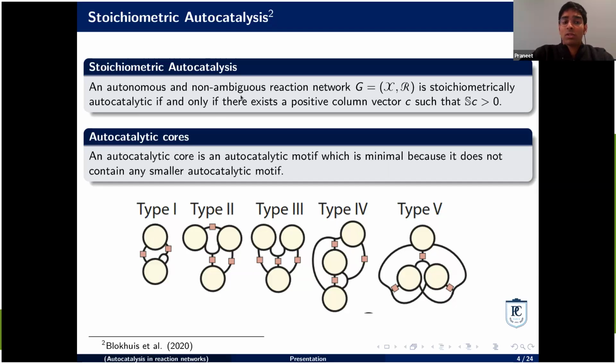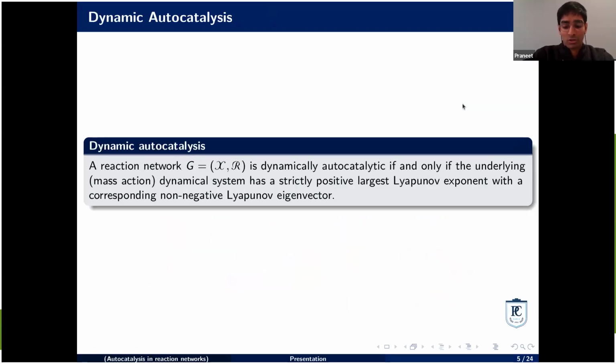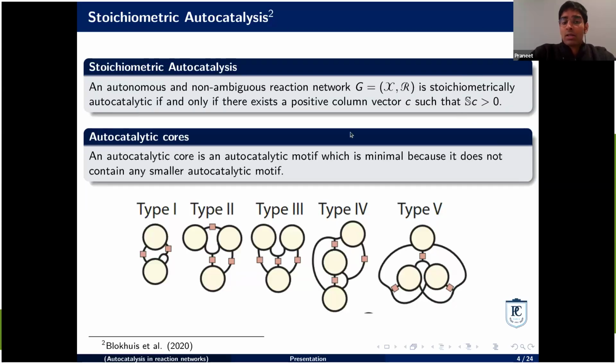So if you have a reaction network which is autonomous and unambiguous, then it is stoichiometrically autocatalytic if there is a positive column vector which gives a strictly positive image. It's the image space of the stoichiometric matrix, and the column vector is nothing but a reaction vector: how many instances of each reaction you can have. So there must exist some combination of reactions which makes every species number increase on the application of these reactions.